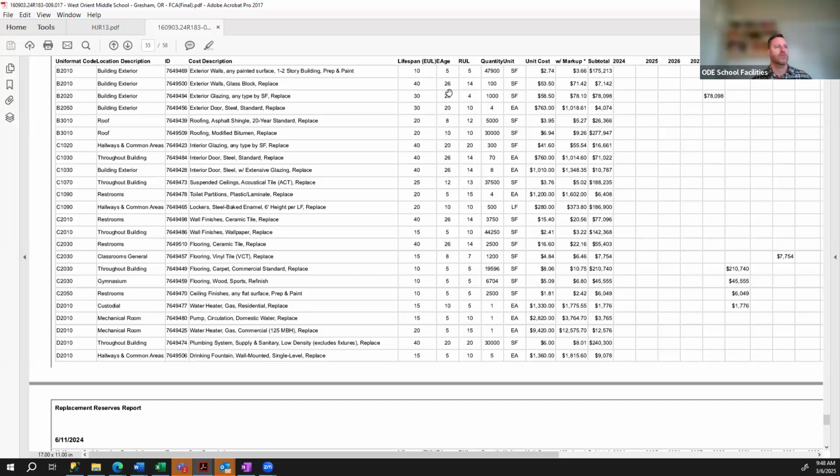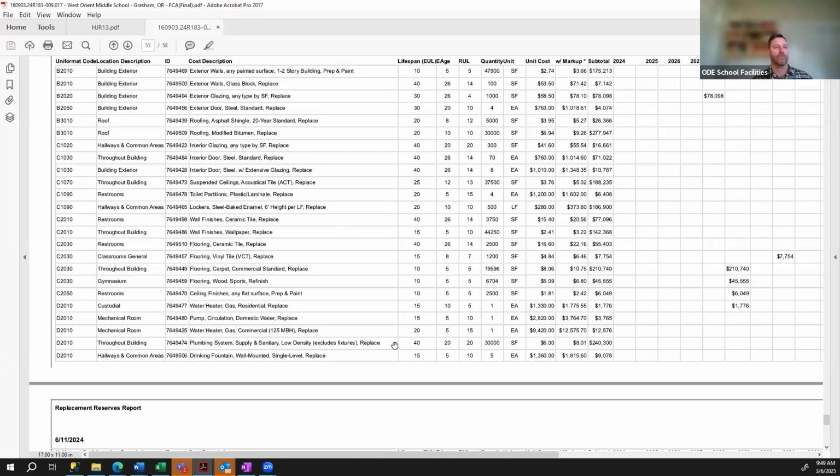The expected age. So again, if they can get a shot of the manufacturer placard on the component to get the useful life, that will be on there. Otherwise, they'll use their estimated age. And then the remaining useful life of the system, the quantity, whether it's square foot, individual, it could say linear foot, which would be LF. The unit cost, then there's a markup cost, and then the subtotal for that replacement.